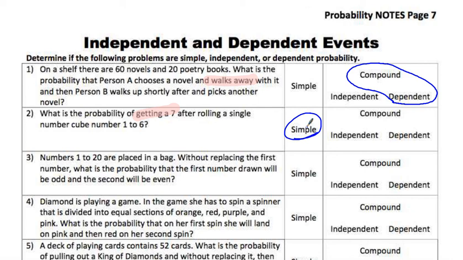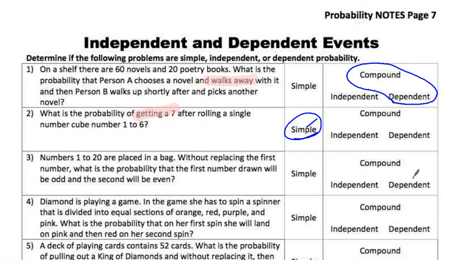Number 3, the numbers 1 through 20 are placed in a bag without replacing the first number. What is the probability that the first number drawn will be odd and the second will be even? So, automatically, how many things am I doing? I'm doing 2 things. I want to draw an odd, and then I want to draw an even. Because there are 2 things happening, it automatically comes over to compound. Now, I have to determine, is it compound independent? Are they independent of each other? They don't rely on each other?